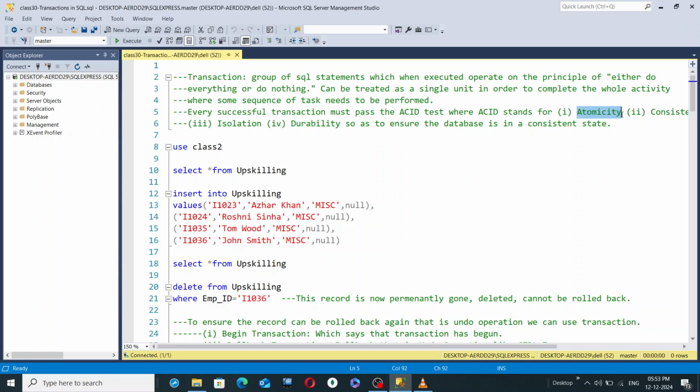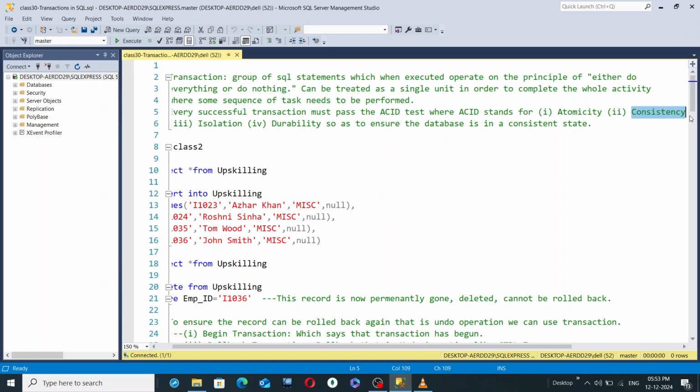So that is what atomicity of a transaction means: either the entire transaction must be completed successfully, and if it doesn't, then revert the database back to its old state. Then second is consistency.